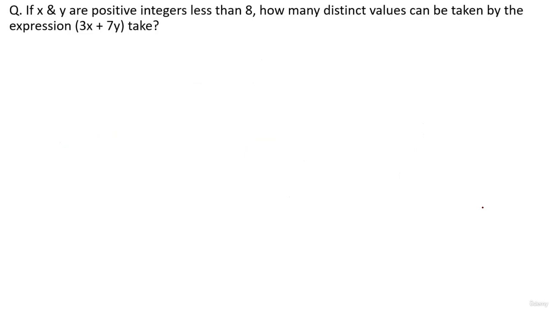If x and y are positive integers less than 8, how many distinct values can be taken by the expression 3x plus 7y?